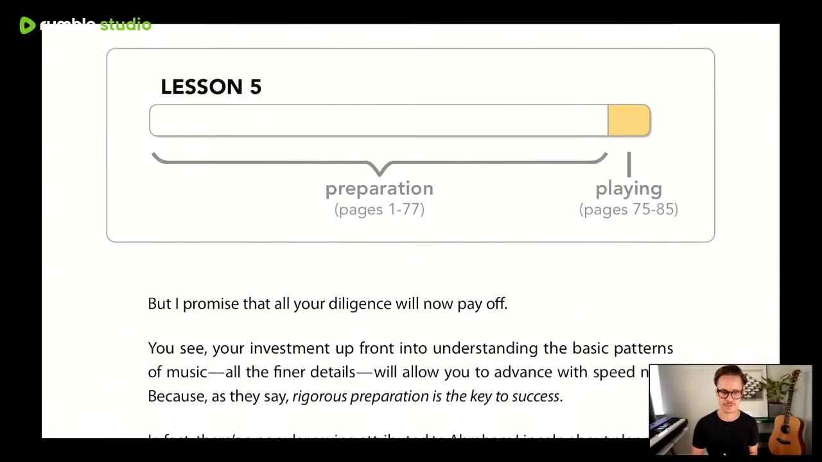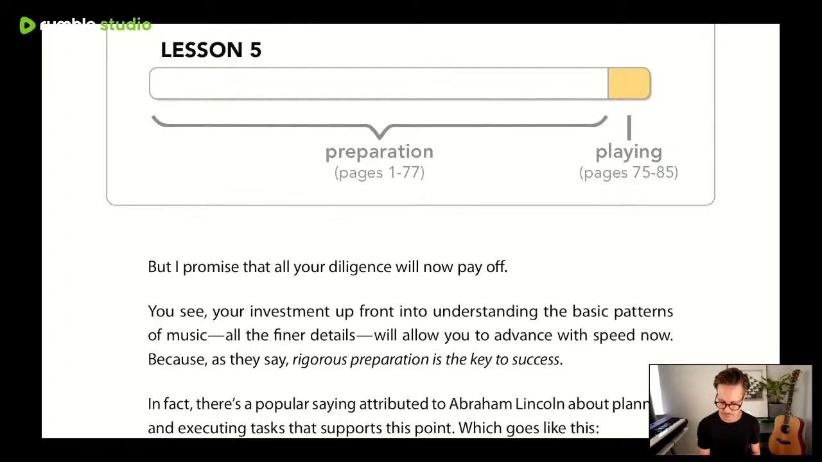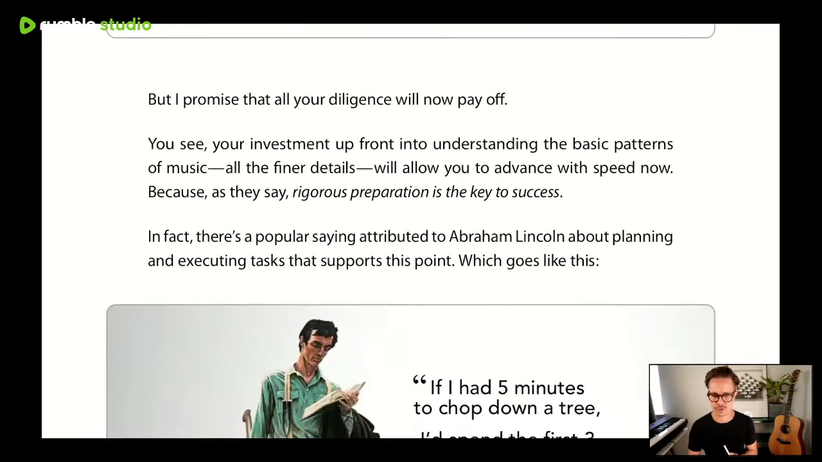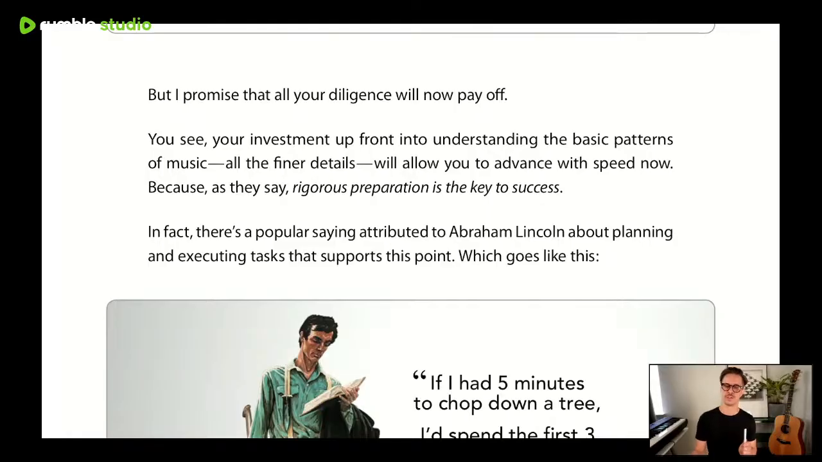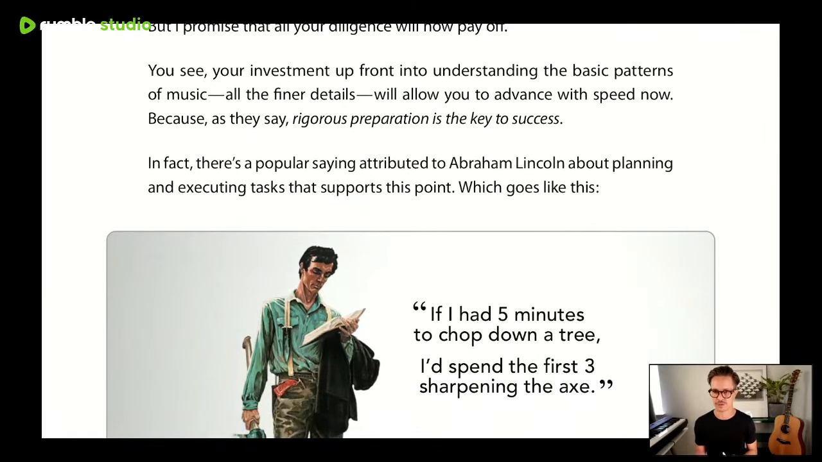So in lesson 5, there are pages 1 through 77 that were preparation, meaning breaking down the underlying tertian intervals of chords and seeing how they're built before we got to the more satisfying part of actually playing, which was really only the last part. So I promise that all of your diligence will pay off, however. You see, your investment up front into understanding the basic patterns of music, all the finer details, will allow you to advance with speed now, because as they say, rigorous preparation is the key to success.